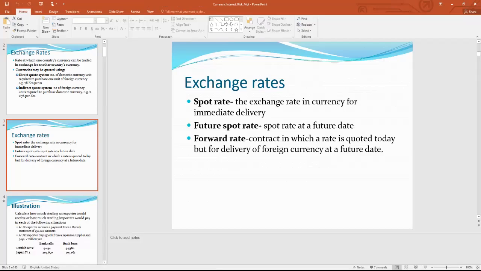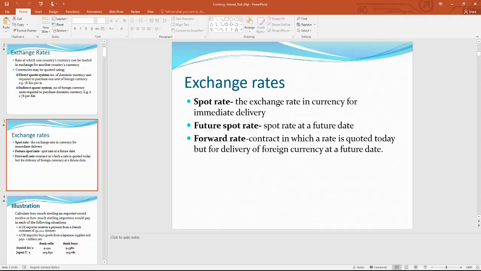The forward rate is the rate to be applied tomorrow, but agreed upon today. So you agree today that tomorrow you will sell $1,000 US. You agree with the bank that for every $1 you sell to the bank, the bank will buy from you at, let's say, 102 shillings. So you agree the rate to be applied in the future, but you agree it today. We call that the forward rate.